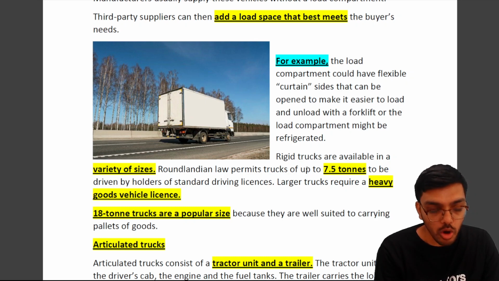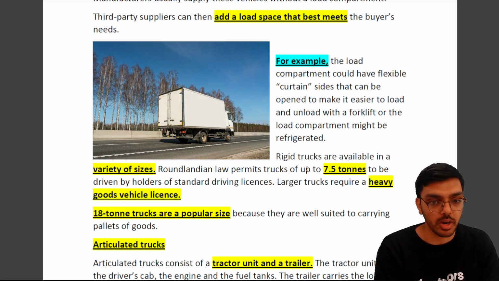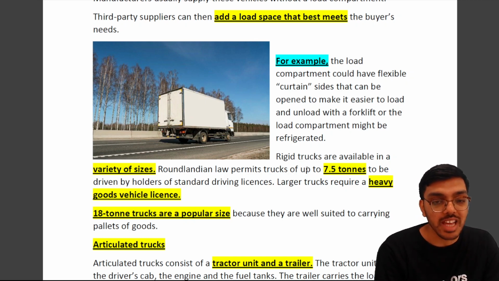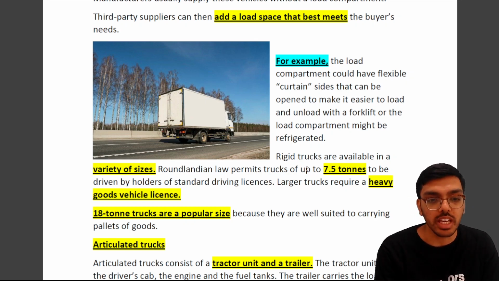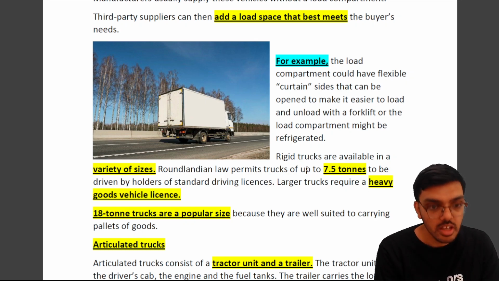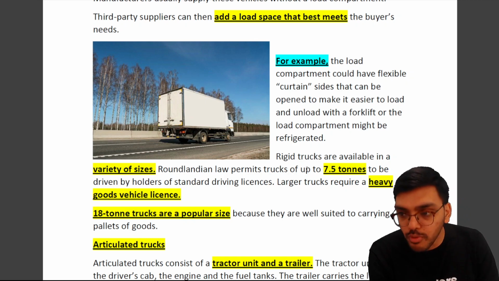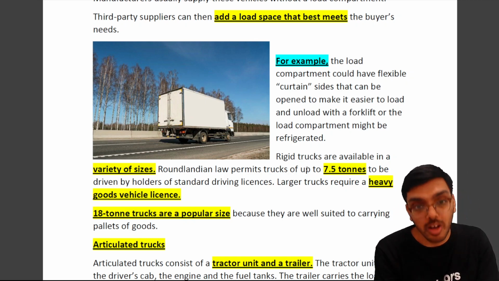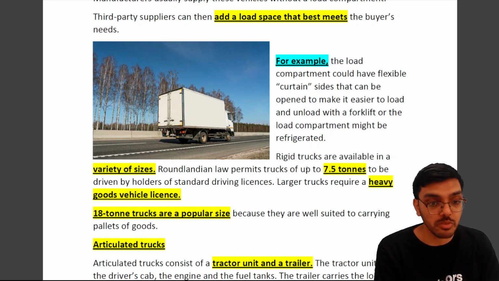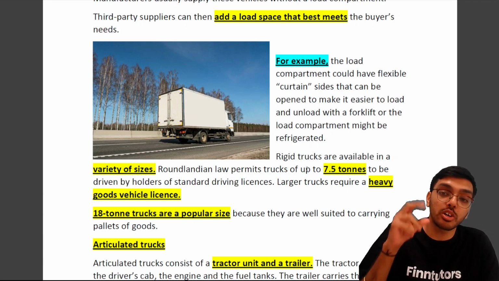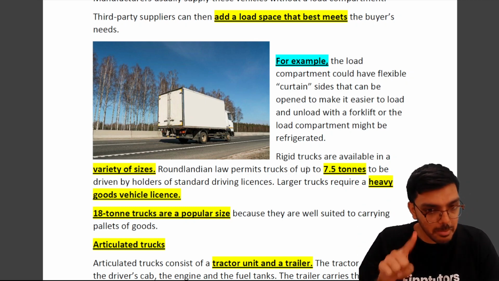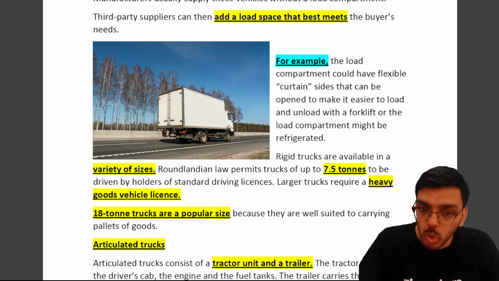Roundlandian law, the law in our country where Daistruk operates, permits trucks of up to 7.5 tons to be driven by holders of standard driving licenses. Larger trucks require a heavy goods vehicle license. Now, this is a clear indication that if these rules and regulations are not followed, there is regulatory risk on your company. There can be lots of different risks which can arise for your company if these rules and regulations are not followed. So, risk is an important concept and important topic from our P3 syllabus, and that is why I'm mentioning different risks when I go through the pre-scene.